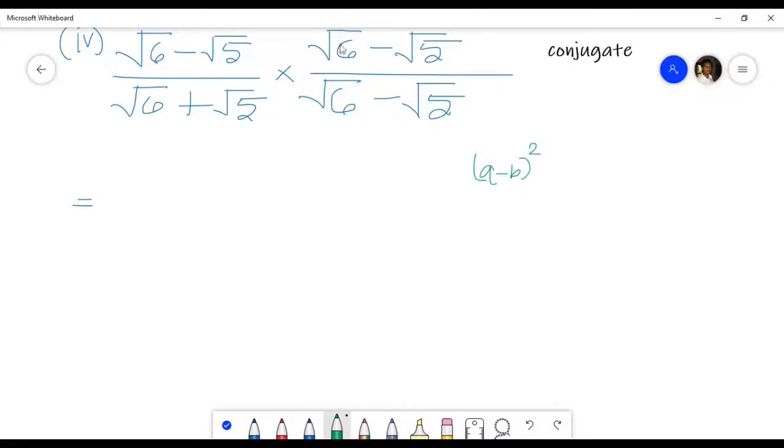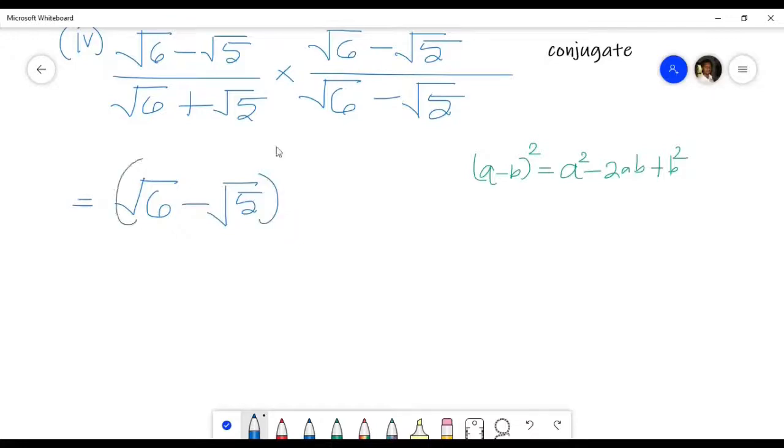And I hope you remember the expansion of this. A minus b whole square is equal to a square minus 2ab plus b square. Right, so we will just use this expression and the expansion of this to solve it. Root 6 resembles a, and root 5 resembles b. We'll write it in the form of a minus b whole square, root 6 minus root 5 whole square.